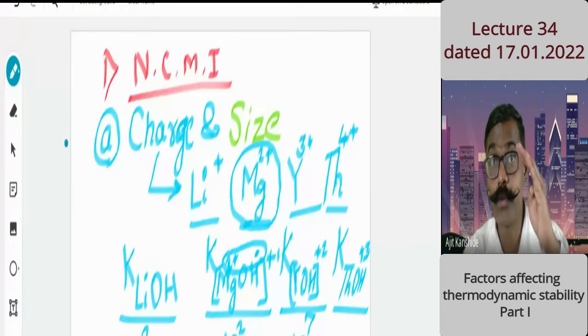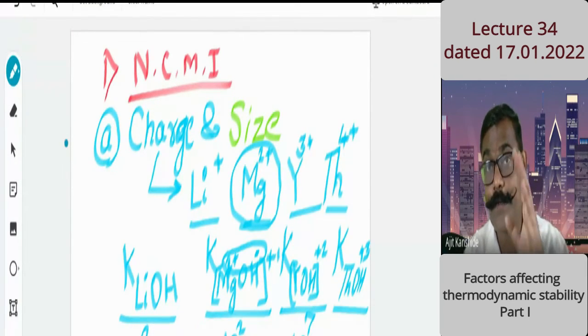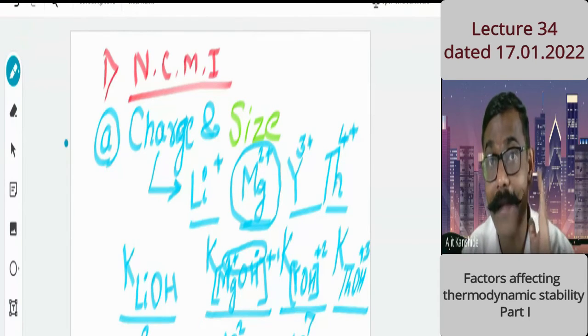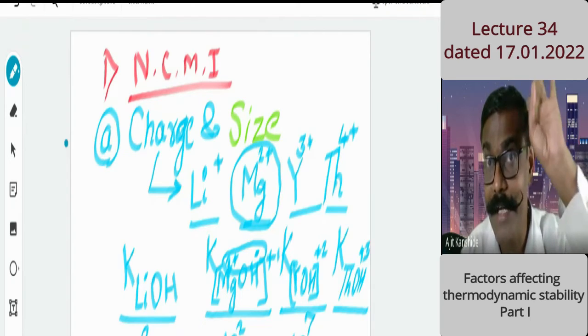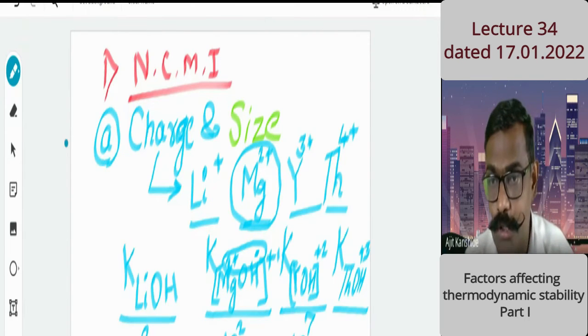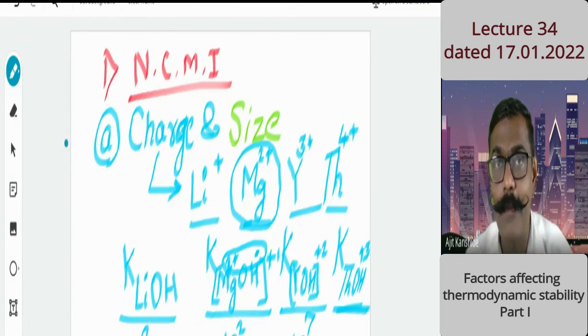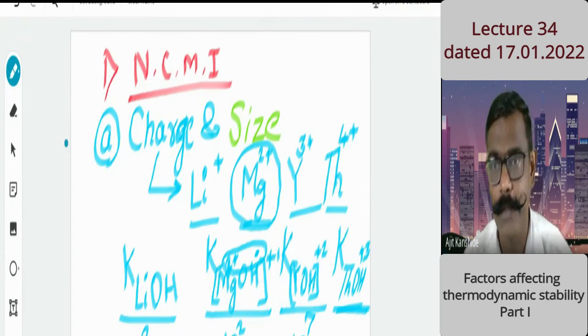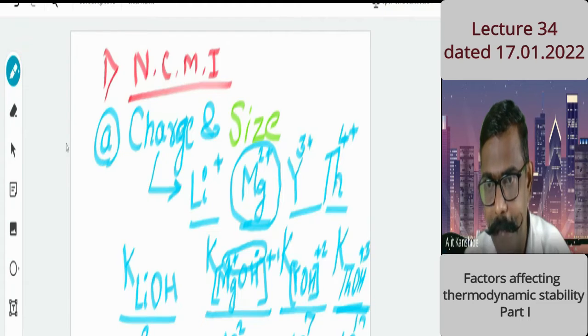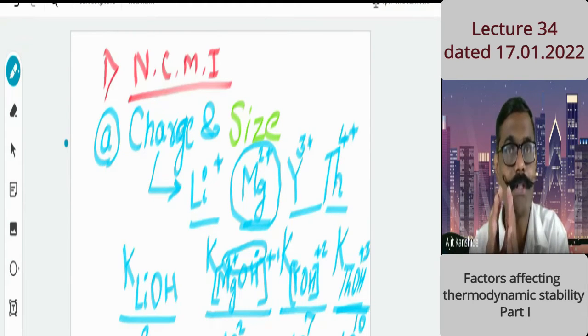So 10 raised to 2 means 100. 10 raised to 5 means lakh. 10 raised to 7 means crore. We are going to 10 raised to 7. And stability constant for the complex with central metal ion bearing a +4 charge, that's thorium, is 10 raised to 10. Repeat now. First number was 2.